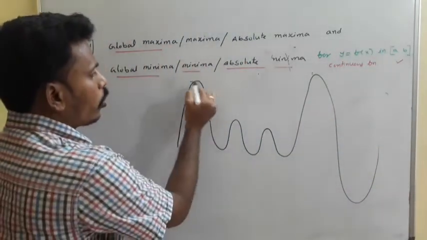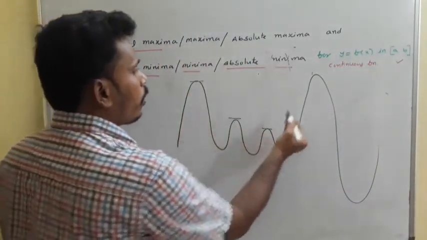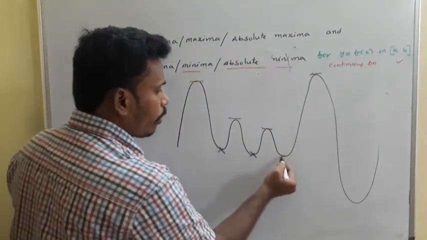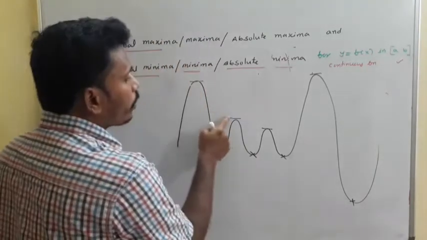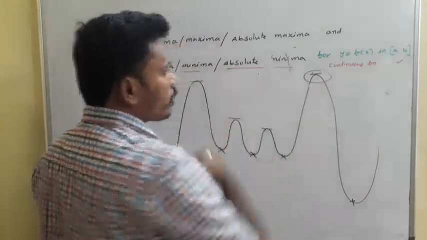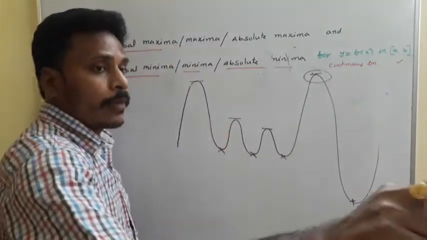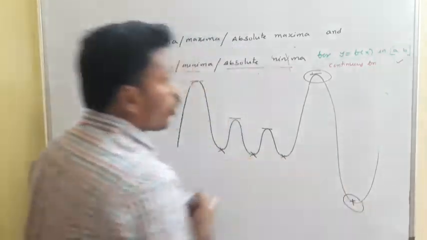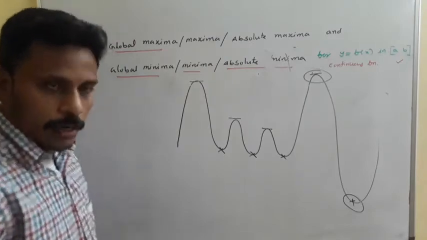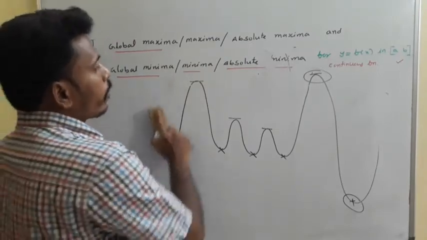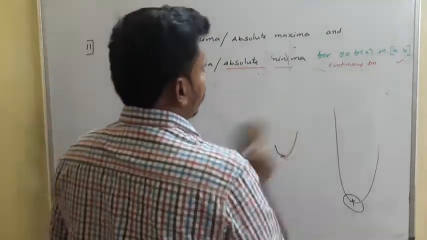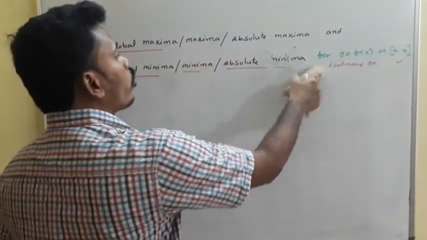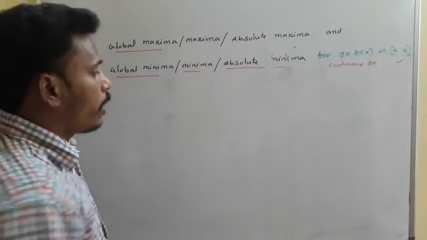Okay, so local maxima, local maxima, local maxima, local maxima, and this is local minima, local minima, and local minima. Among these four values, this is global maxima, and among these four values, this is global minima. But since in an interval AB we are discussing, sometimes we need to check those boundary values also to decide global maxima and global minima.